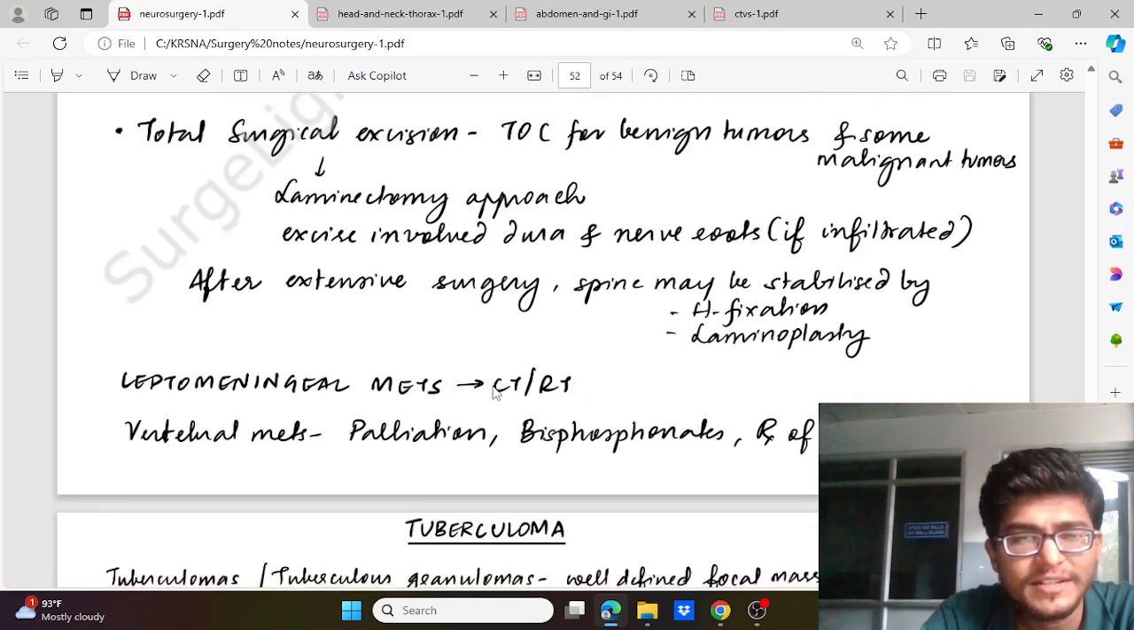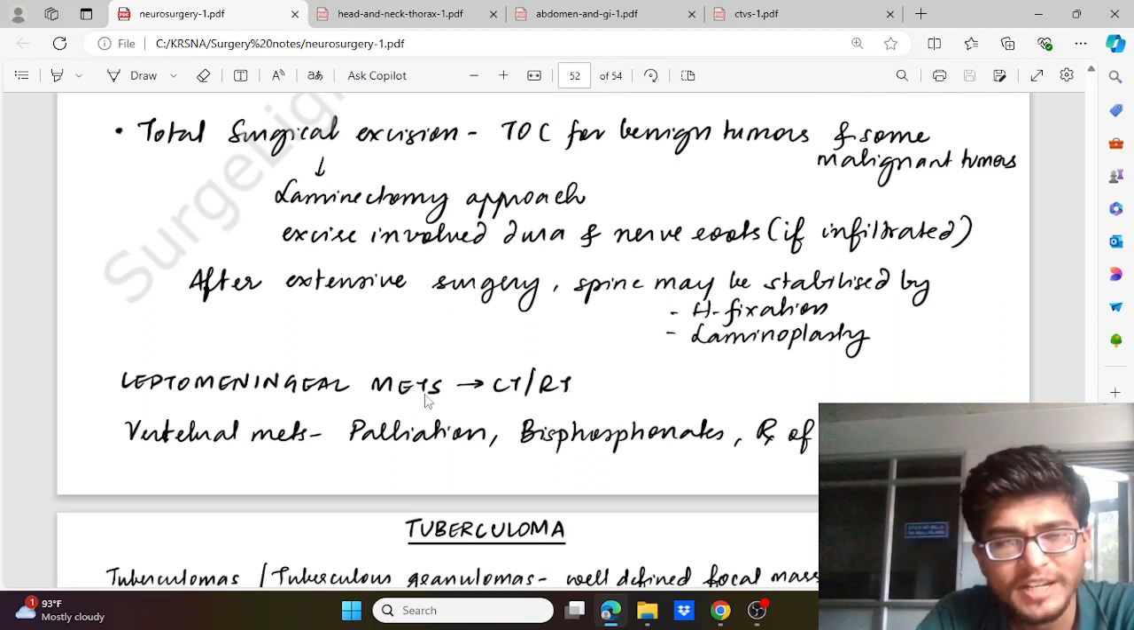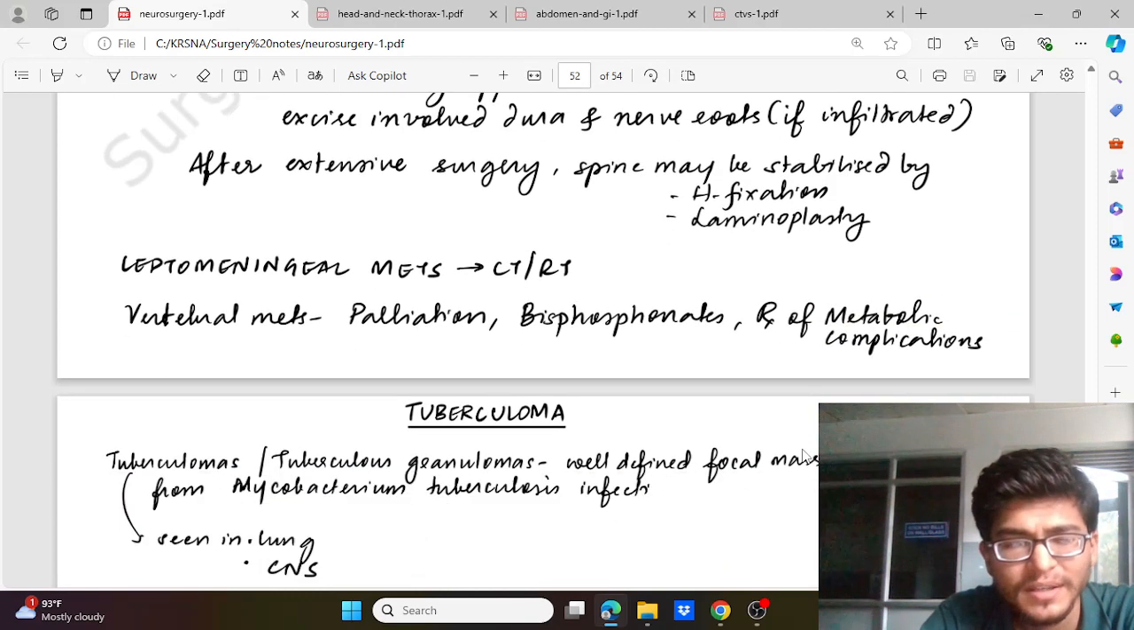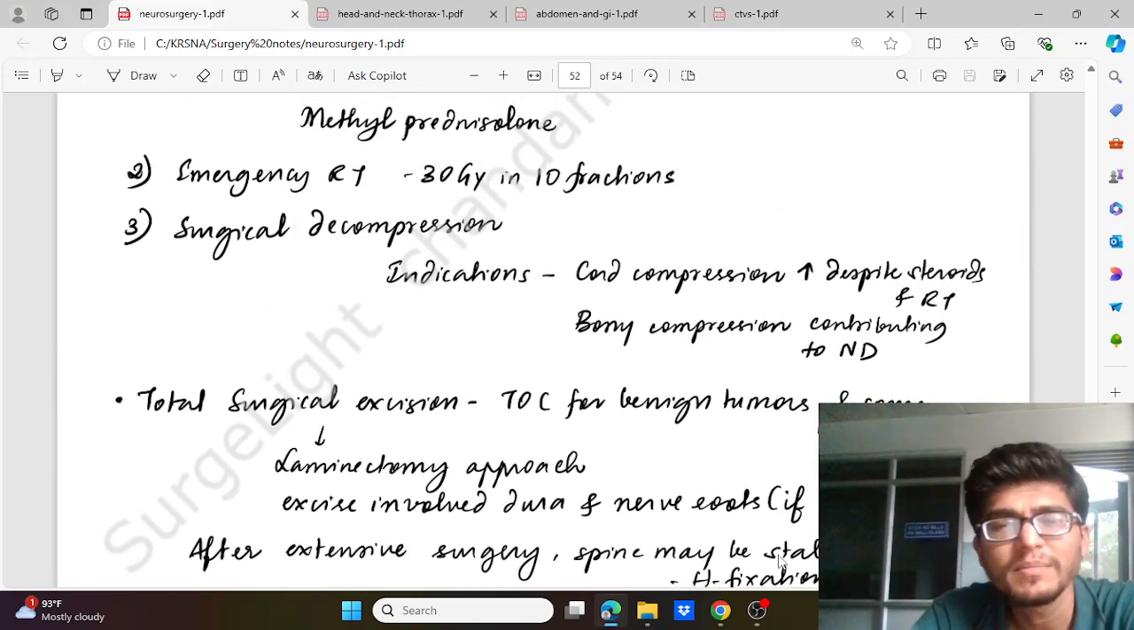And leptomeningeal mets are managed by chemo and radiotherapy. Vertebral mets are managed by palliation, bisphosphonates, and treatment of the metabolic complications. So this was all about vertebral tumors.